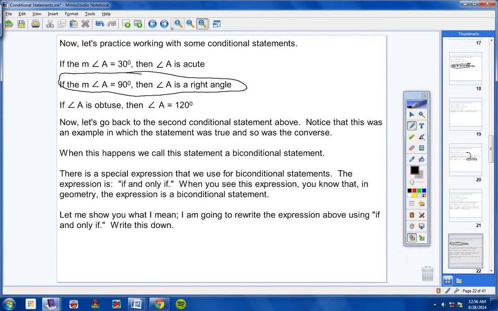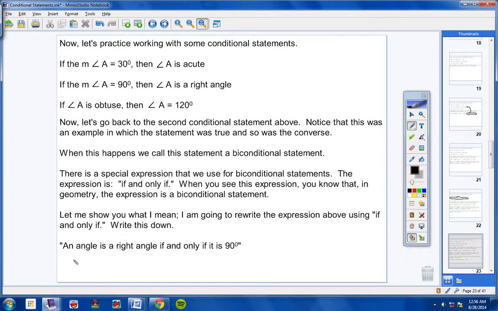Write this down. Here it comes. An angle is a right angle if and only if it is 90. Now, look, I didn't use if and then. I mean, if's in the sentence, but I didn't start off with the word if. I started with this part first, and that's fine. In just a second, I'm going to do it the other way. So if you're wondering, does it matter which part you start off with first? It does not matter.